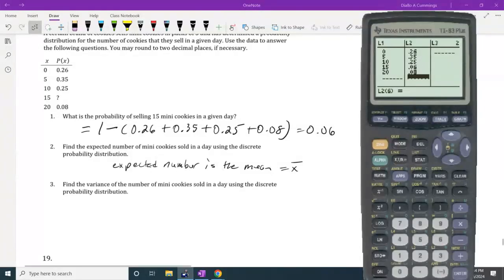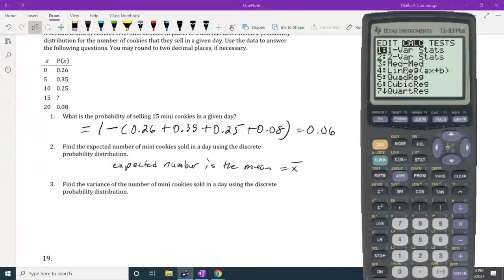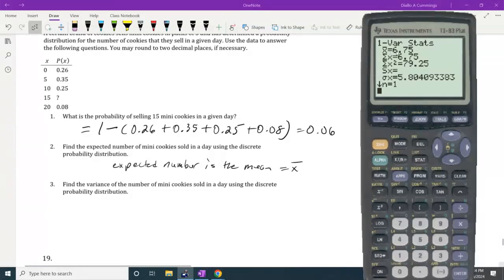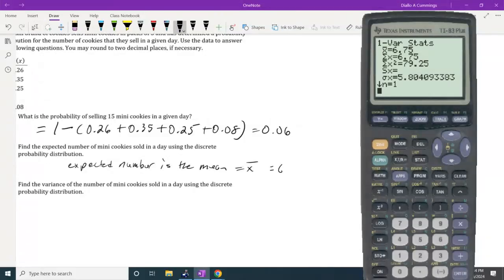All right, so in order to find that mean, once you put the data into list 1 and list 2, go back to the home screen. I'm going to go into stat, calculate one variable statistic. L1 is the X list. L2 is that frequency list. Okay, and we get the mean, which is X bar, that is 6.75.